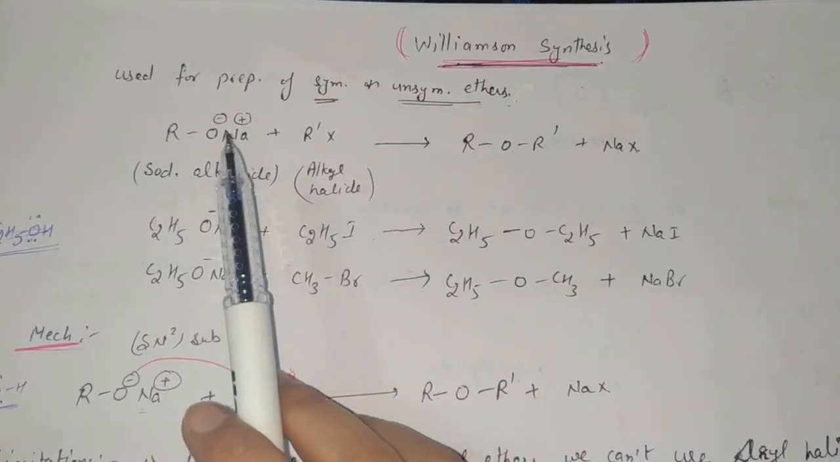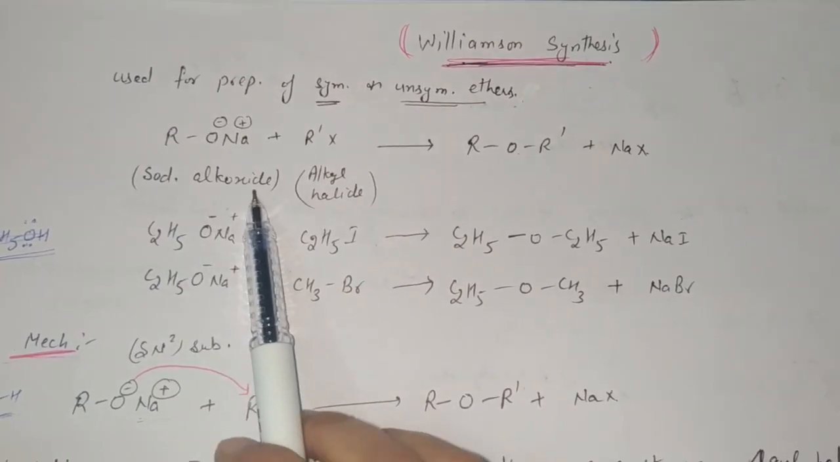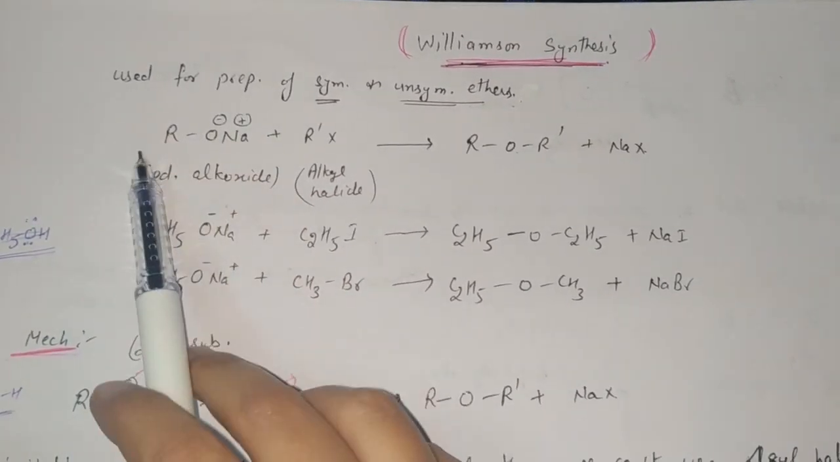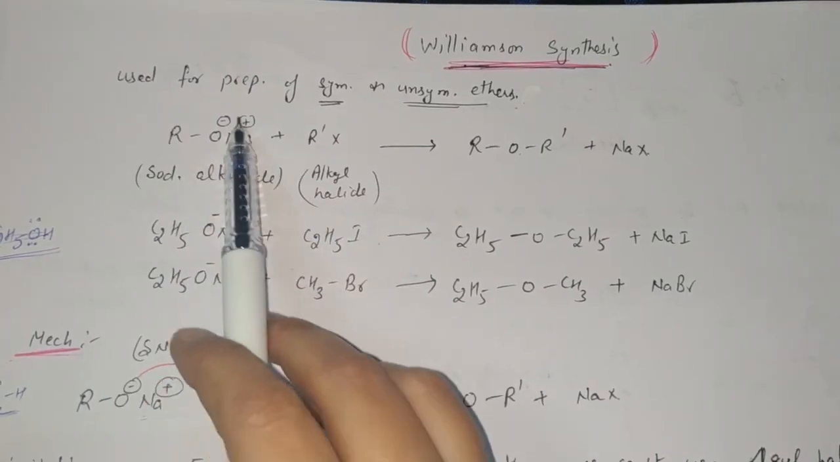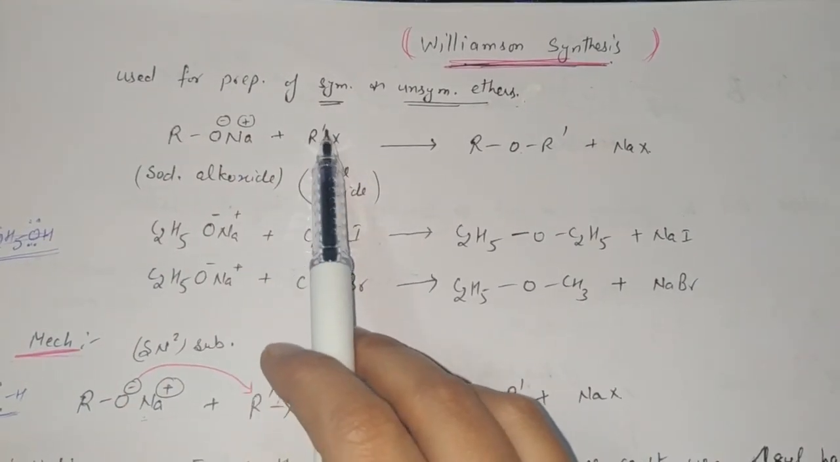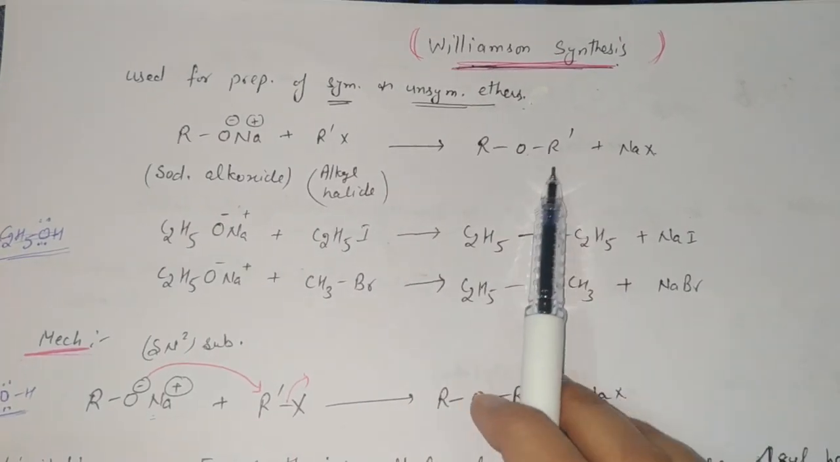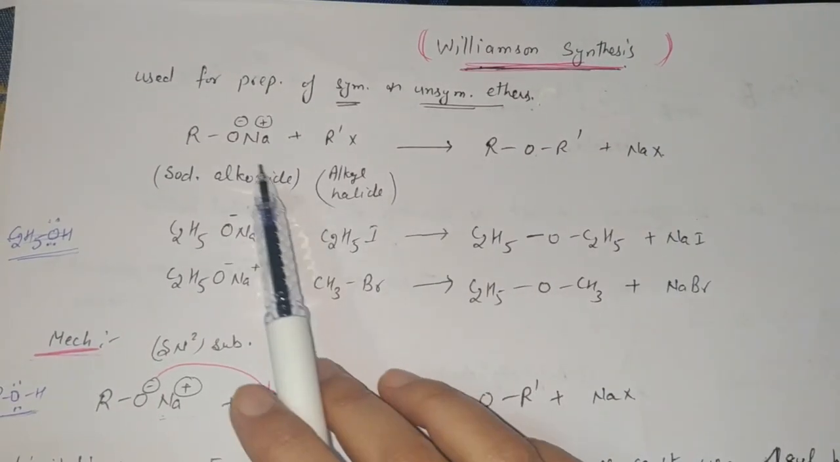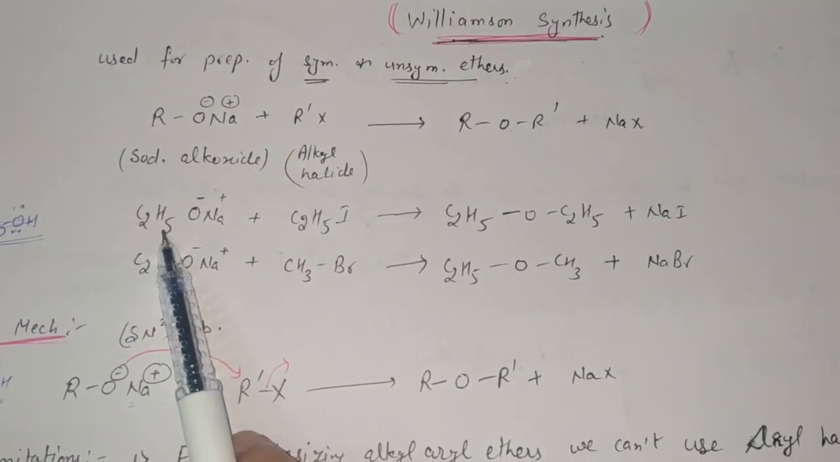Right? We have here two reactants. The first one is sodium alkoxide, the sodium salt of an alcohol, and the second one is alkyl halide. Here the alkoxy group combines with the alkyl group of this alkyl halide to form the desired ether. The side product is sodium halide. Let us take an example.